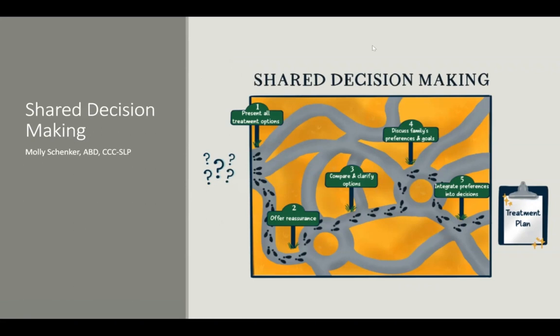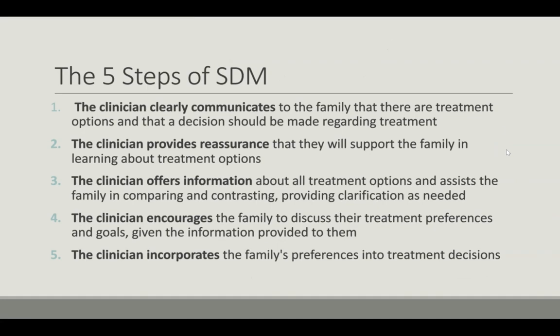Okay, so now I'm going to talk about kind of a more, it's not really a theory, but it's a concept by Molly Schenker, and it's called shared decision making. And it does include a lot of concepts from the family systems theory. So there are 5 main steps to shared decision making.